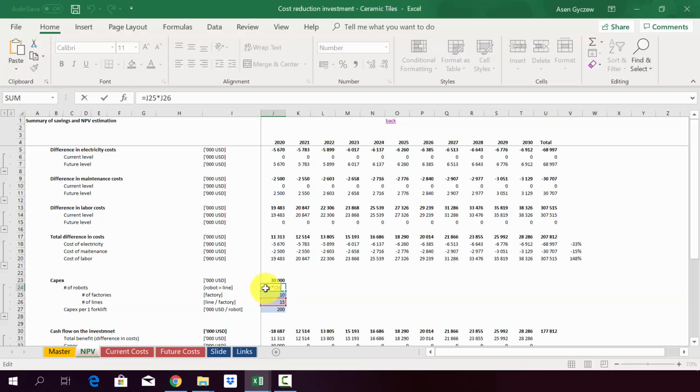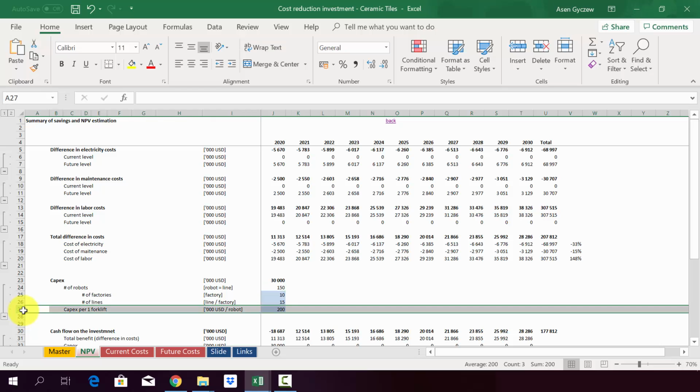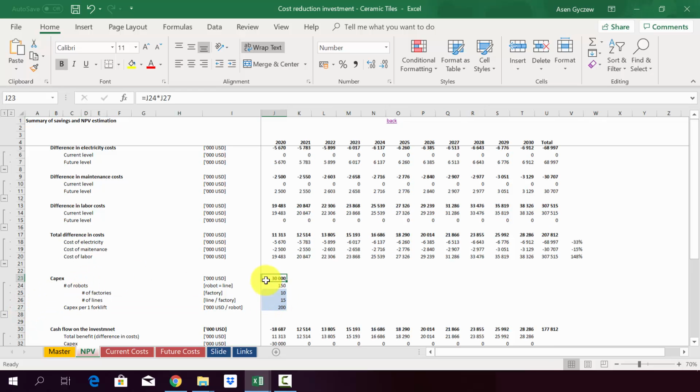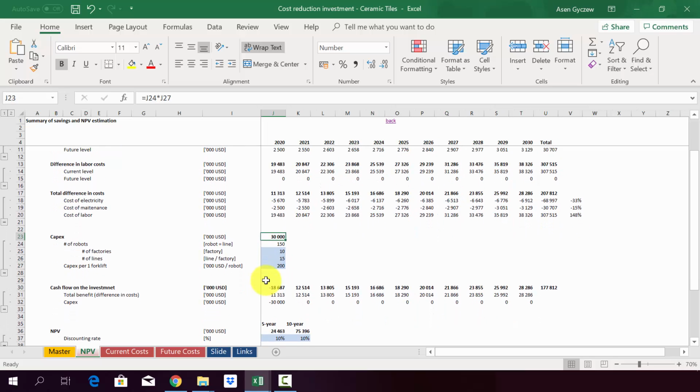And that's why we've got 150 robots. And then every robot costs us 200,000. And that's why we have to spend a lot of money, so 30 million. However, given the saving, it makes sense.